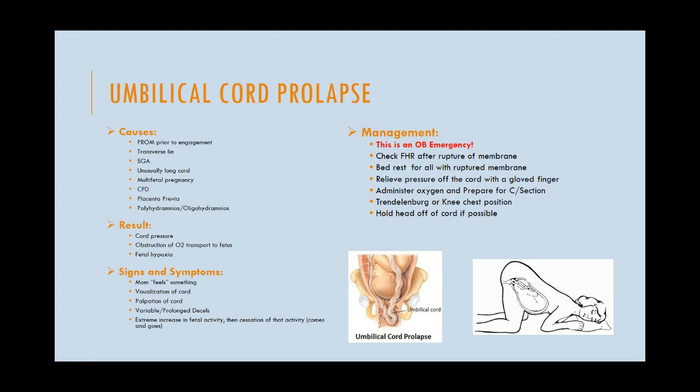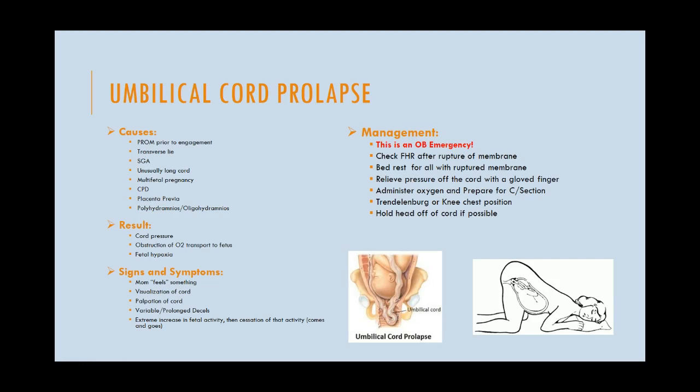Usually, moms will say that they feel something down there. You may be able to actually visualize the cord in between her legs, or you may be able to palpate the cord. So if you can't see it and you go to do a sterile vaginal exam, then what you would feel is actually a pulsating structure. If you do a sterile vaginal exam and you feel a pulse, that is not normal. That would be a firm indication that you probably have a prolapsed cord that just isn't visible.